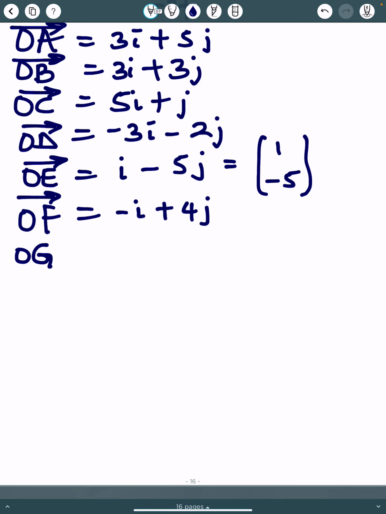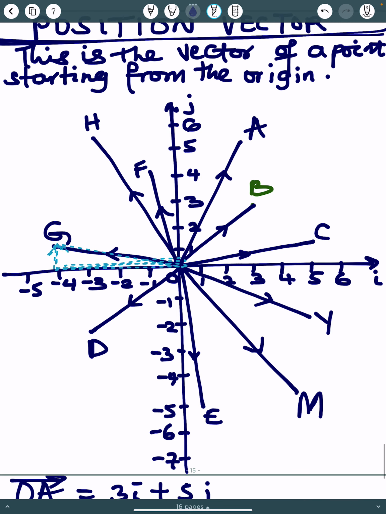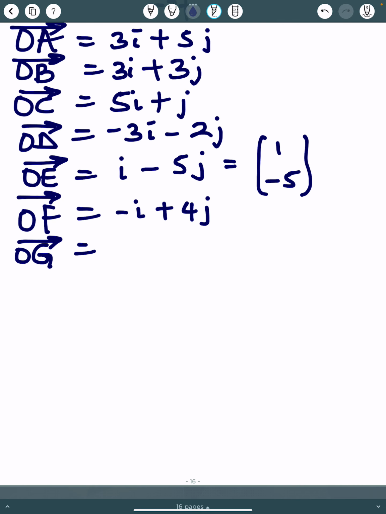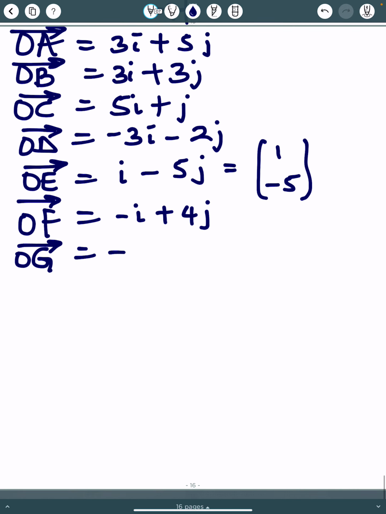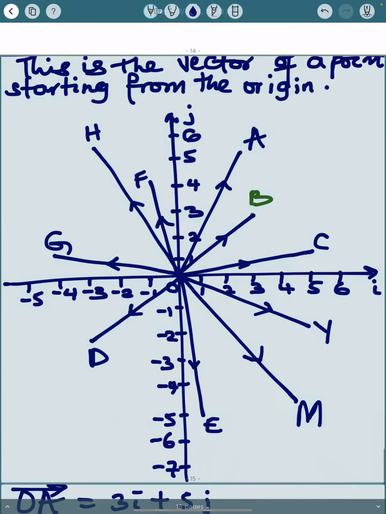OG, let's write the position vector of G. OG is what? Minus 4i plus 1j. OG is, from the origin, minus 4i plus 1j. So let's write that now. Minus 4i plus 1j. I can put the 1 if I like. It's not wrong. It's just not how we write.